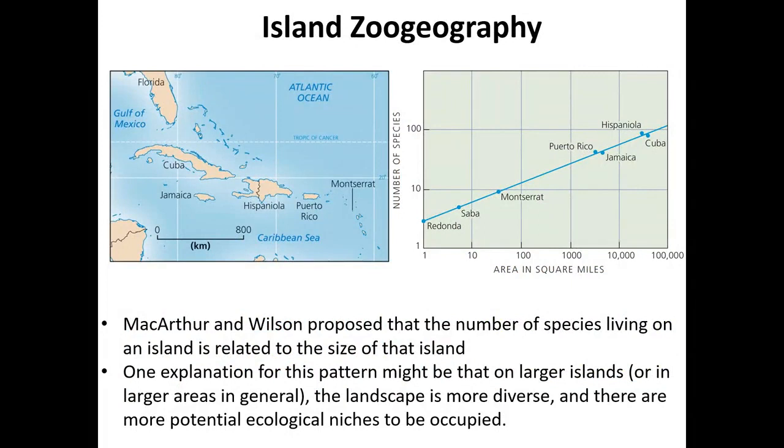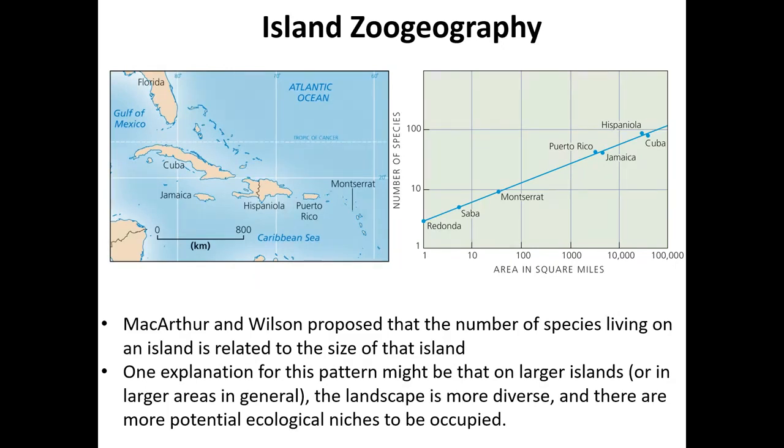Some different geographers noticed that islands tended to have more animals the larger the island was. And some scientists studying islands in the Caribbean, MacArthur and Wilson, actually came up with a chart that showed in pretty accurate detail the larger the island, the larger the number of species found on that island. So a small island like Redonda, which is relatively small, would have very few animals and plants, about 5 different ones. Saba, which is a little larger, would have more. Montserrat would have more. Puerto Rico and Jamaica, which are the same size, would have maybe 5,000 different kinds of animals that they found.